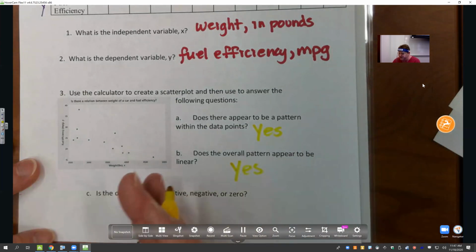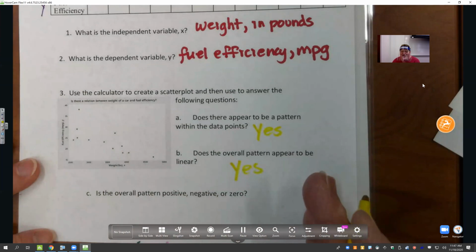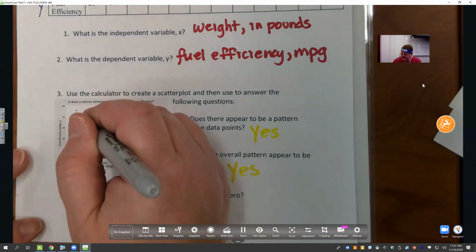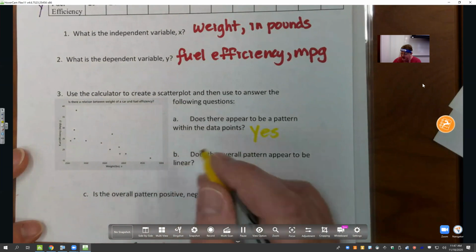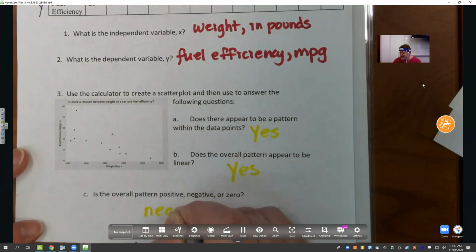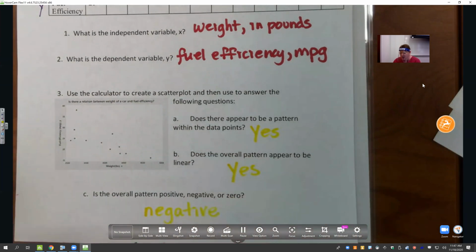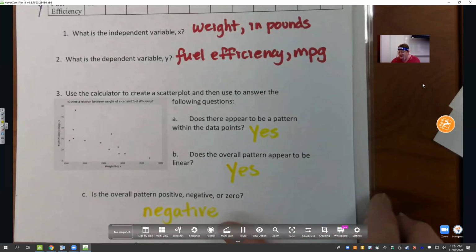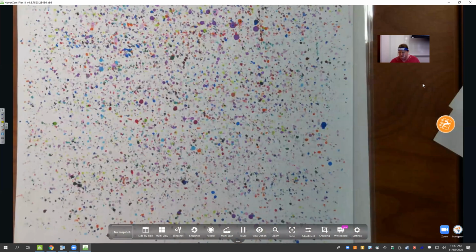And then is the overall pattern positive, negative, or 0? I'm going to tell you guys, you're rarely going to get 0. So really it comes down to, is it positive or negative? And it does look like here, as the weight goes up, the fuel efficiency goes down. So I'm going to say negative. And remember, that's going to be important in a minute when we calculate the R value. So based on our eyeballs, we believe there is a relationship, but we never ever rely solely on our eyeballs.